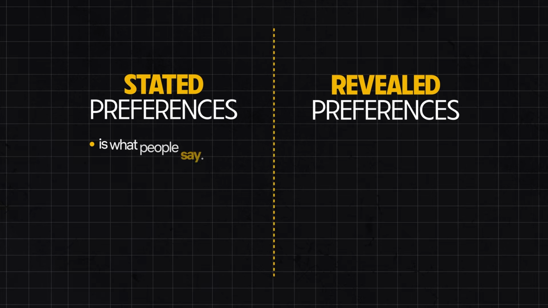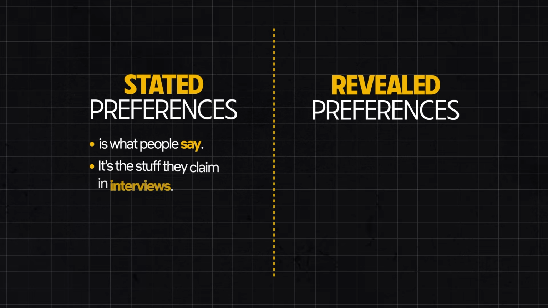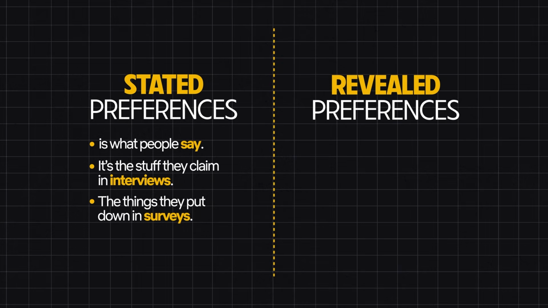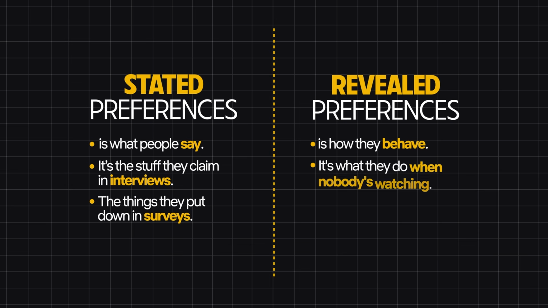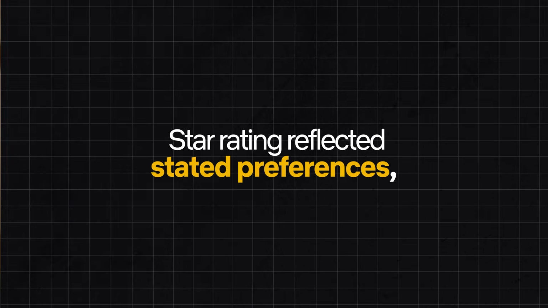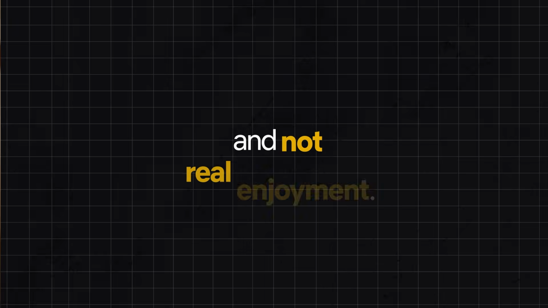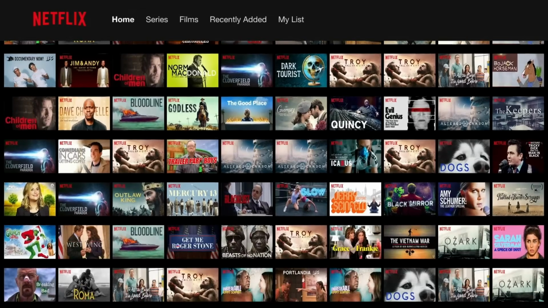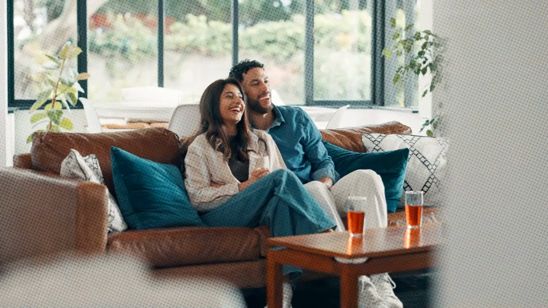Stated preferences is what people say. It's the stuff they claim in interviews, the things they put down in surveys, things that make them feel cultured, smart, virtuous. Revealed preferences is how they behave. It's what they do when nobody's watching. What do they click on? How long do they stay? What Netflix noticed is that the star rating reflected stated preferences and not real enjoyment. And what they needed to understand was what is it that people actually do and what brings them joy.